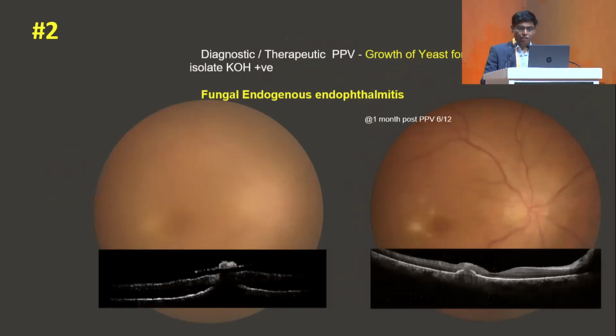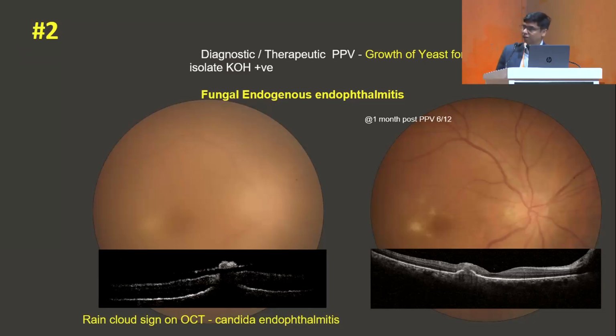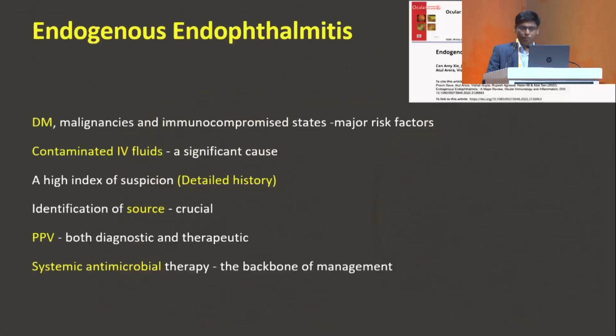But what gave us the clue was this OCT picture, which I think Dr. Rima had already shown in one of her cases, the rain cloud sign. This is typically seen in Candida endophthalmitis. So we did pars plana vitrectomy, and we also found yeast-like fungus, and we made a diagnosis of fungal endogenous endophthalmitis in this case. Of course, we had to treat this patient for syphilis as well.